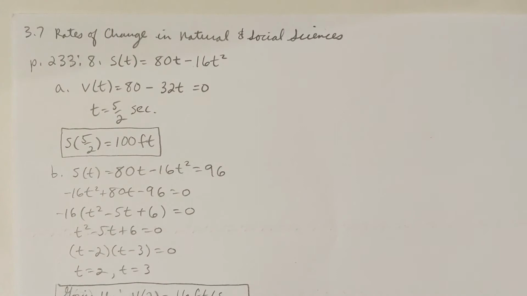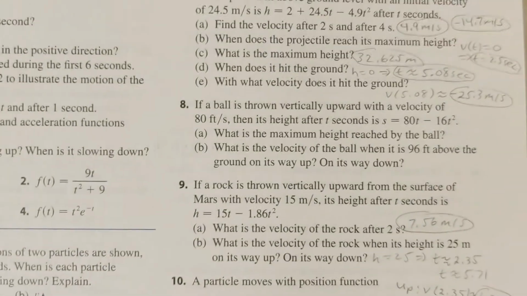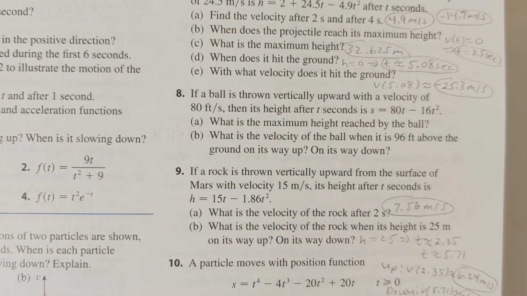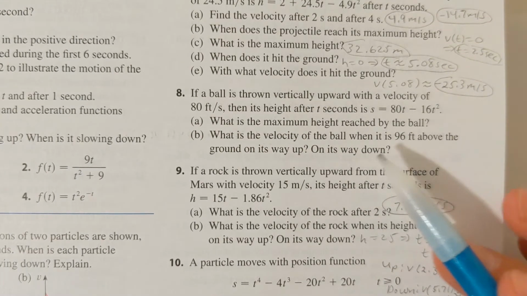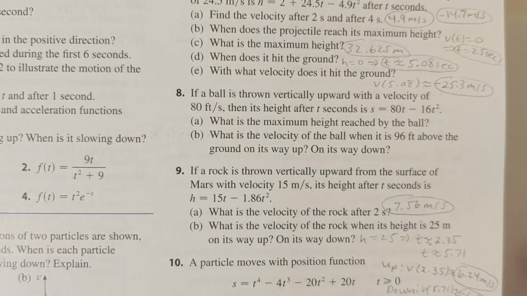Part B is the next one here. So in part B, it says, what is the velocity of the ball when it is 96 feet above the ground on its way up and then on its way down? All right.